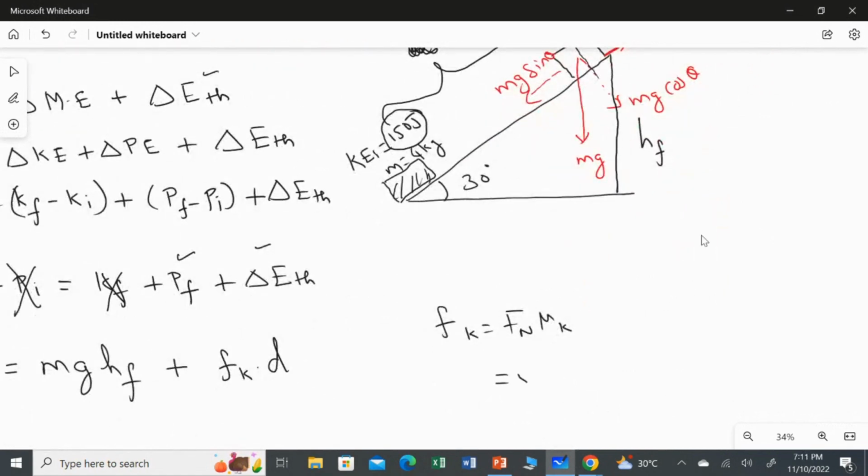So here mg cosine theta multiplied by mu k. What is our mu k value? Better I can write it right now as it is, and later on I am going to substitute the value. So this is the value for the Fk, and I have to substitute this Fk here.